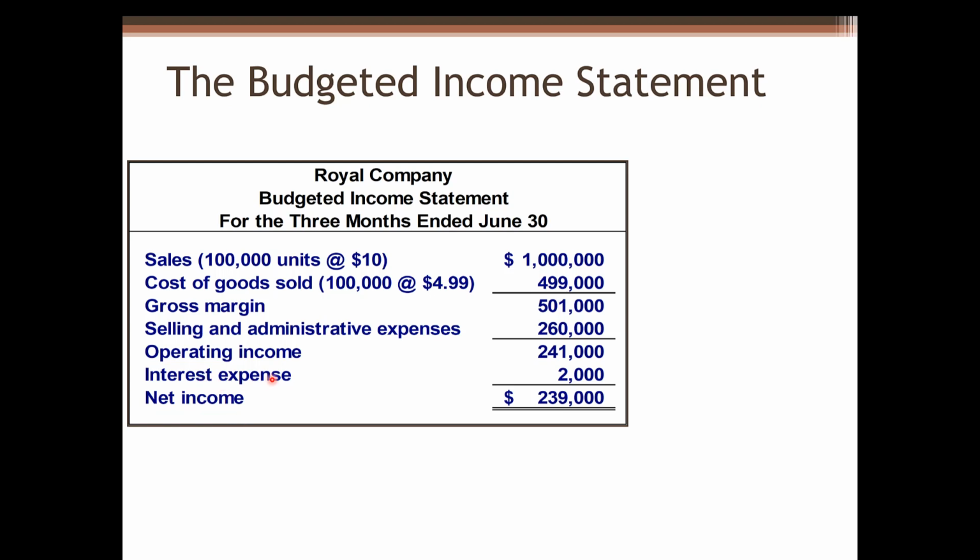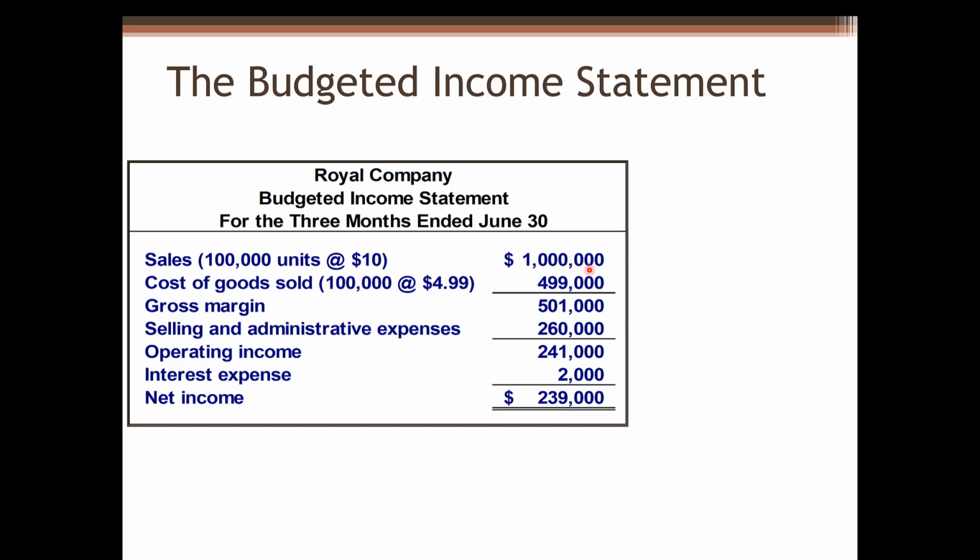Here, interest expense is not operating expense. Operating expenses are incurred because of a company's major business, but interest expense is because of our borrowing. So we separate interest expense from selling and administrative expenses and exclude it from operating income.